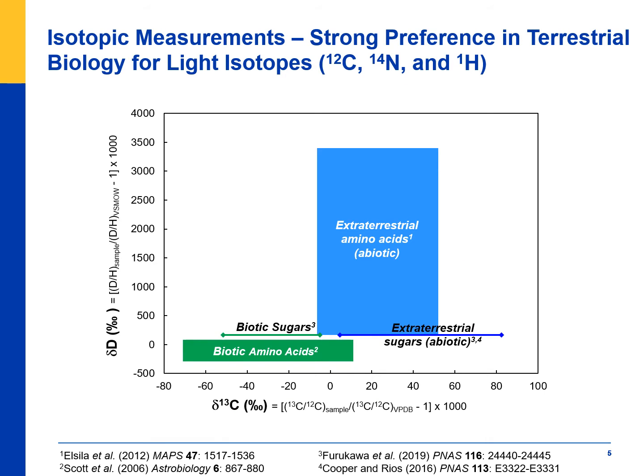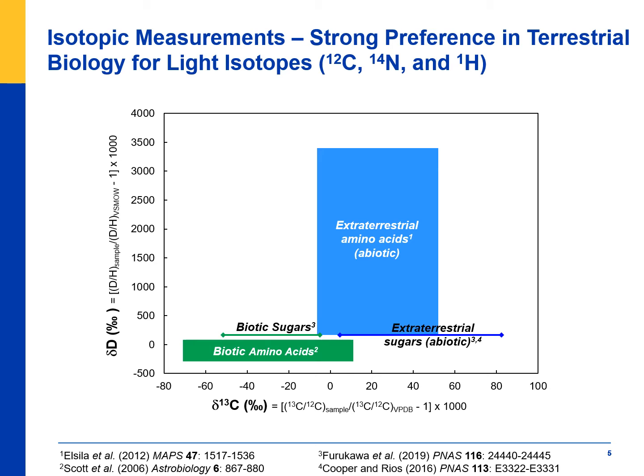One way to do that is through isotopic measurements. Here, illustrated by this slide, we see on the left y-axis the D to H ratio, illustrated by delta D notation, and then on the x-axis, the carbon-13 to carbon-12 ratio, illustrated by the delta 13 carbon ratio.